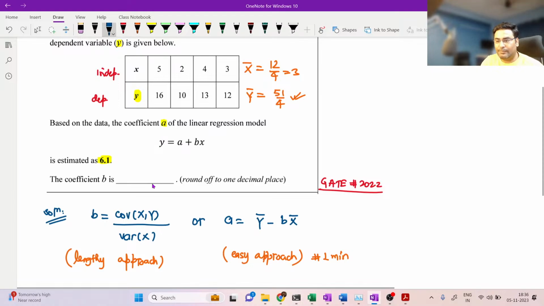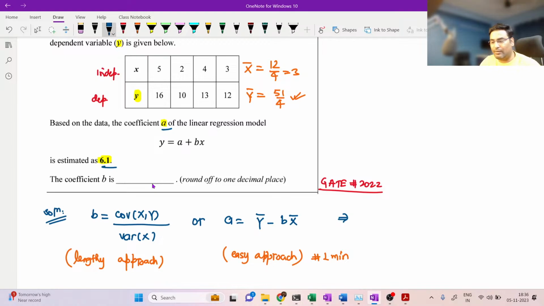Now use this formula and these calculated values. A they are already telling is 6.1. Y bar is 51 by 4 minus B times 3. So 3B equal to 51 by 4 minus 6.1. Okay. So B is equal to 1 by 3 times (51 by 4 minus 6.1). Right. Let's do the maths.